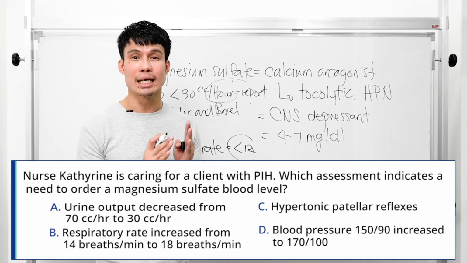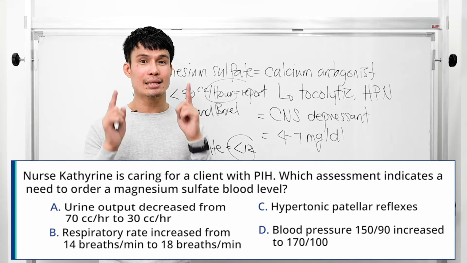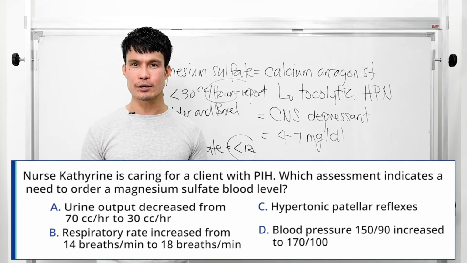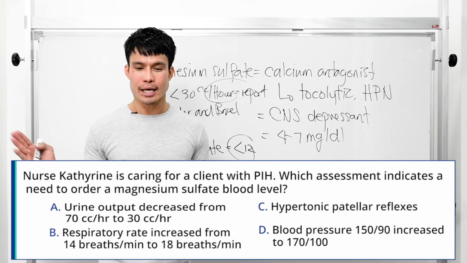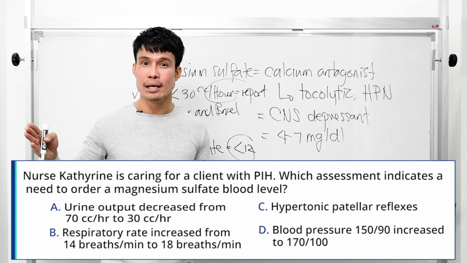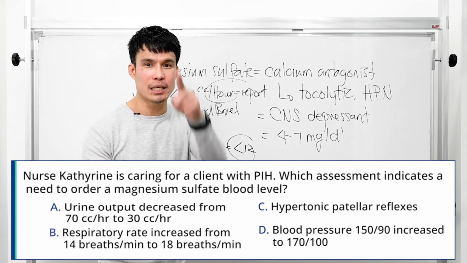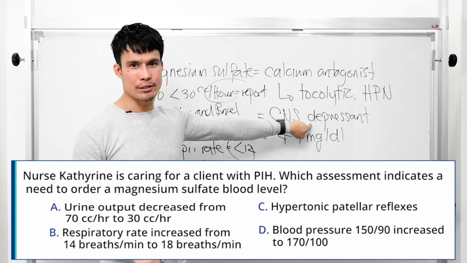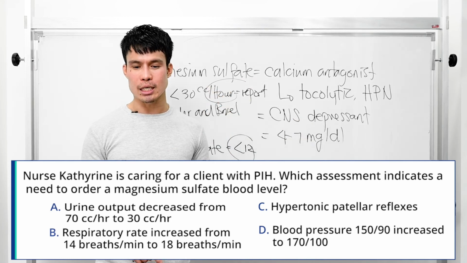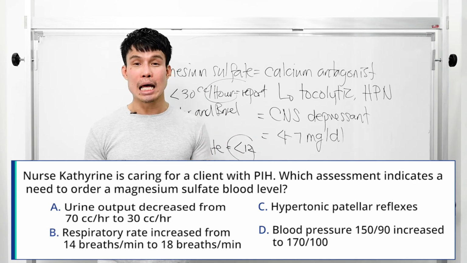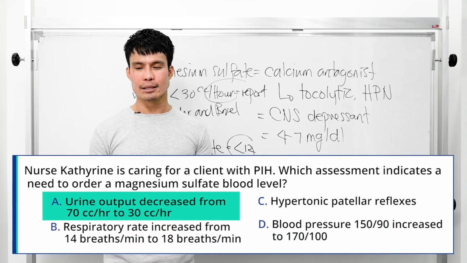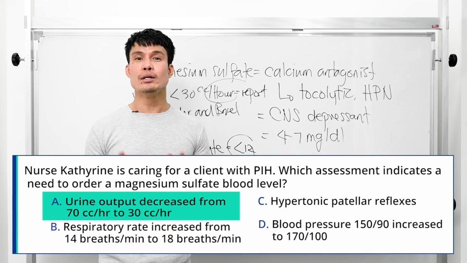Hypertonic patellar reflexes will not indicate magnesium toxicity. But this will give you an idea that the client needs your magnesium sulfate, because hypertonic eh. Pag hypertonic, hyperactive ang reflexes niya. Do you have to suppress that? Yes, by giving what? CNS depressant. So letter C will not indicate your toxicity. The same with letter D. Lalong tumaas eh. So you need what? Magnesium sulfate. And this will not indicate magnesium toxicity.